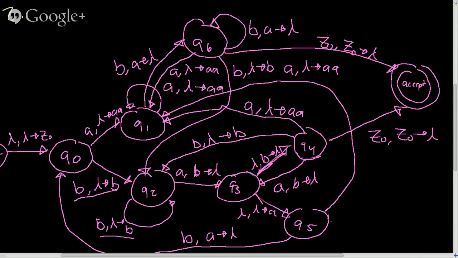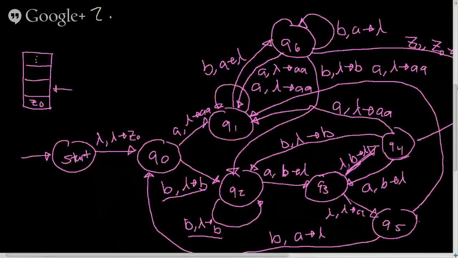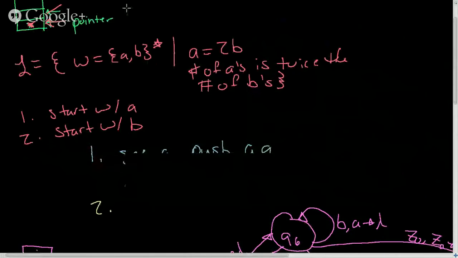So Phantom, which is probably not his real name or her, is asking, can there be more than 2 B's for each A? So our language, let me scroll over here for you, was W is in sigma star, where sigma is just A and B's, such that the number of A's is exactly twice the number of B's. So to answer your question, no, there cannot be more than 2 B's for each A.